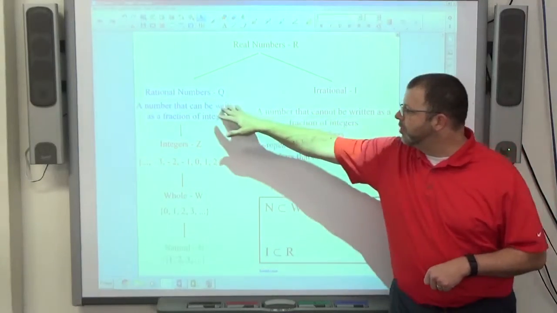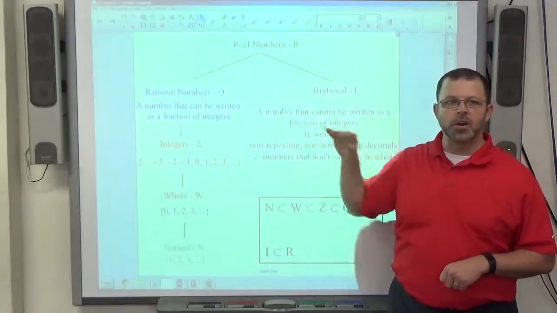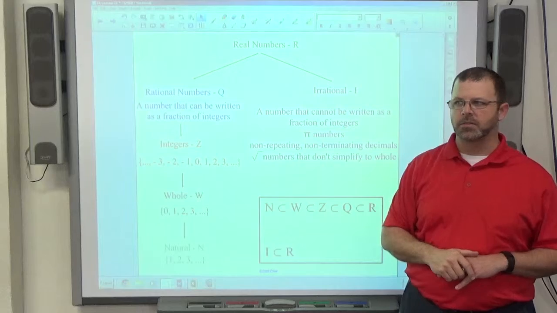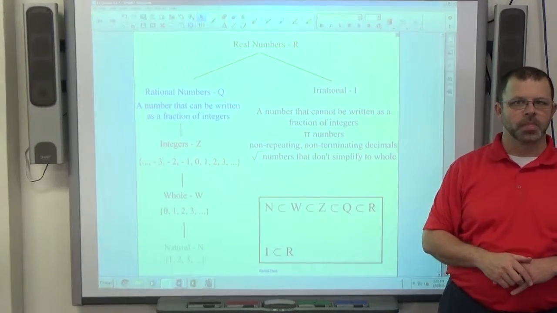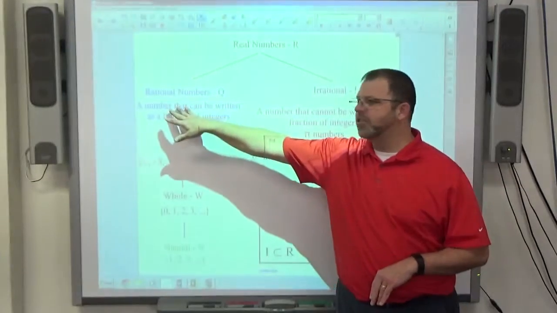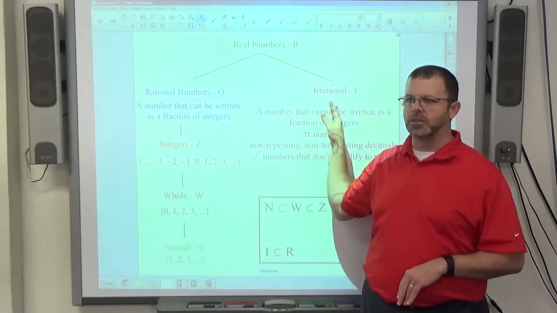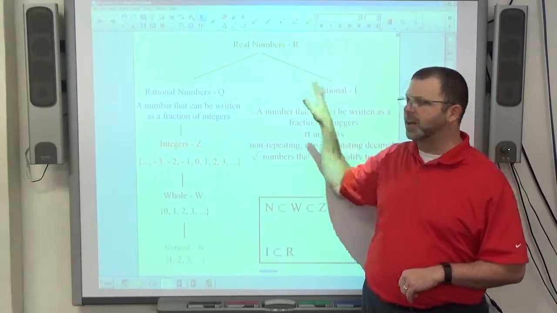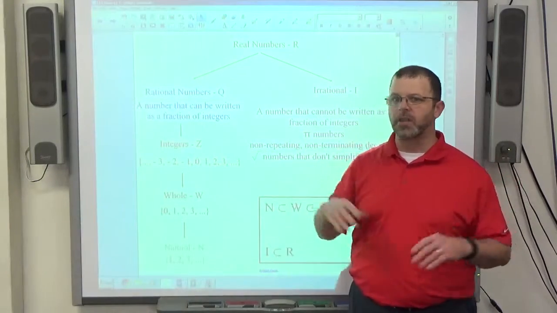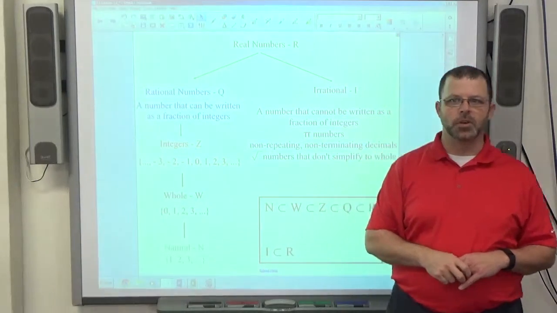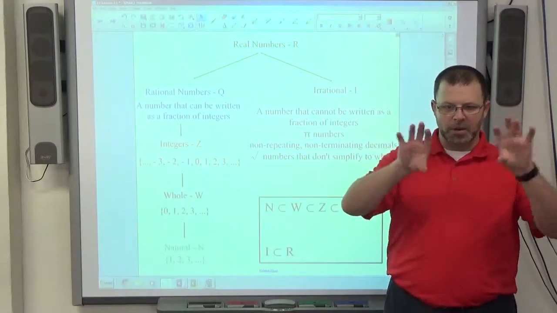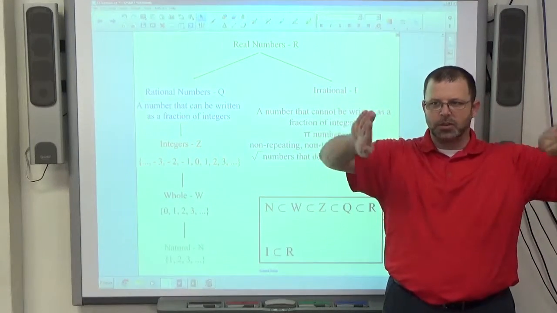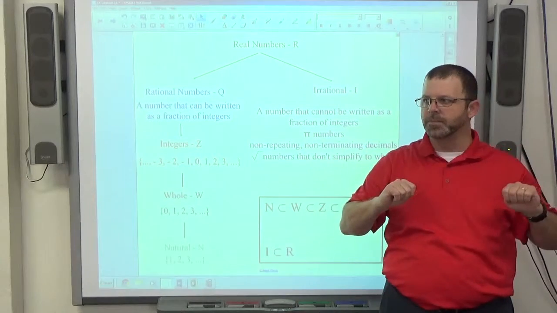These two sets, the rational and the irrational, are called disjoint sets. What that means is they have no common features. If something gets into the rational number set, it is not irrational. If something gets into the irrational set, it is not rational. It's either one or the other. It can't be both. No fence straddling on this. You get real numbers, a whole bunch of numbers, and they get separated into those two specific categories.